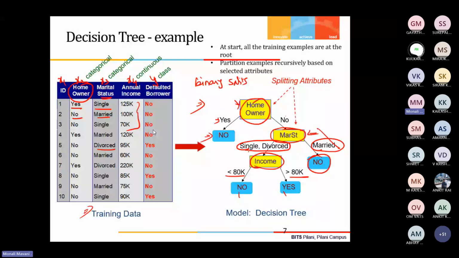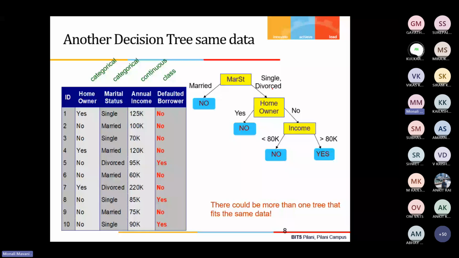But this is a tree where my root node is homeowner. There could be another tree where my root node is marital status. Then I'll get another tree. So based on the data set, there could always be more than one tree that can fit the same data. There is always a possibility.